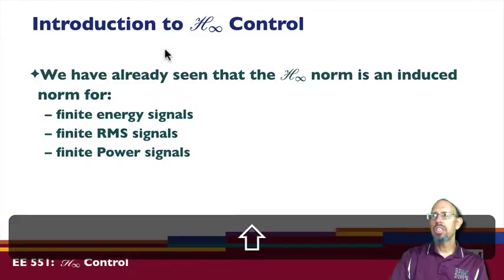So what is the motivation? Well, we have already seen that the H-infinity norm is an induced norm for finite energy signals, finite RMS signals, and finite power signals. So as an induced norm, it has a clear ramification. If we reduce the H-infinity norm, we reduce the input-output energy gain of the system, the input-output RMS gain of the system, and the input-output power gain of the system.